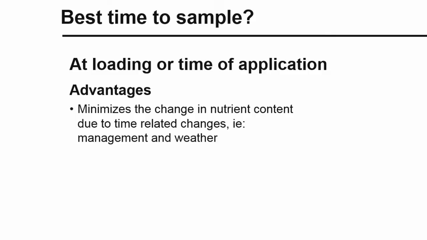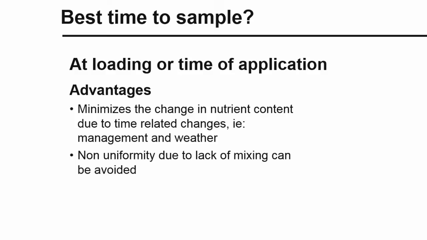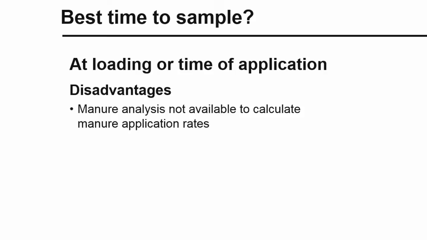In storage, manure may settle or vary throughout a stack or pile. By taking multiple samples throughout loading or application, non-uniformity can be avoided, and a more representative sample can be taken. In addition to reducing the complexity of sampling, at this time is safer, reducing the risk of falling in or being overcome by lethal gases. One disadvantage of sampling at loading or the time of application is that analysis results would not be available to calculate optimal application rates for that time.